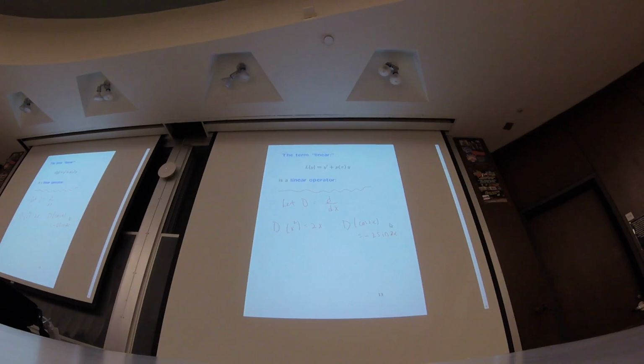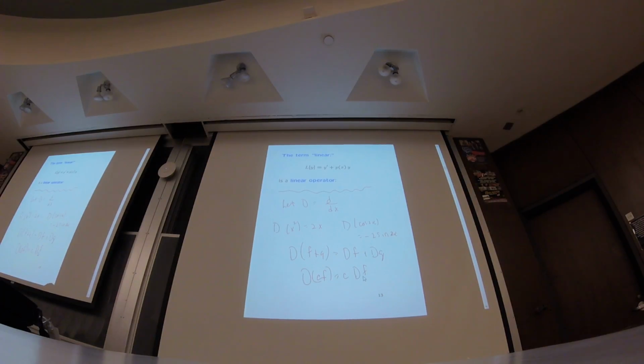Now you do know that the derivative of f plus g, the derivative of a sum, is the sum of the derivatives, right? Fundamental property. The derivative of a constant times a function is simply that constant times the derivative of the function. So this operation of differentiation has these two properties.